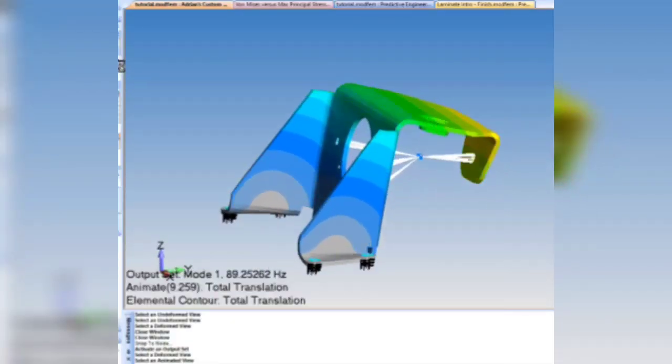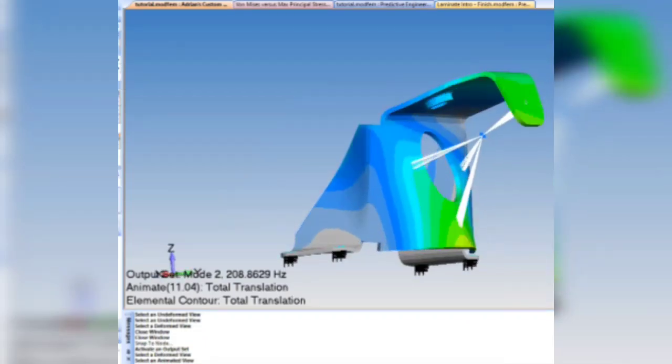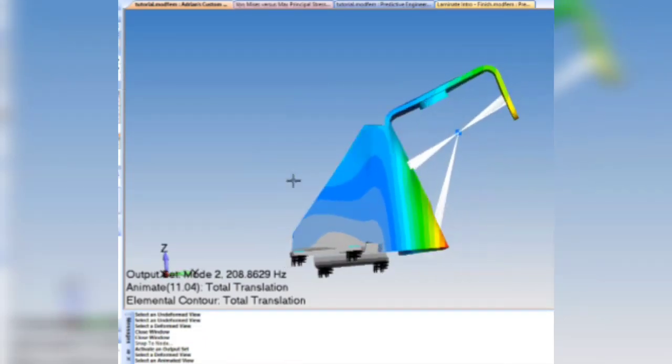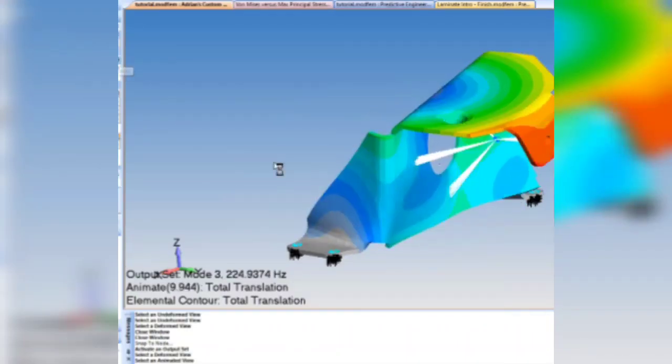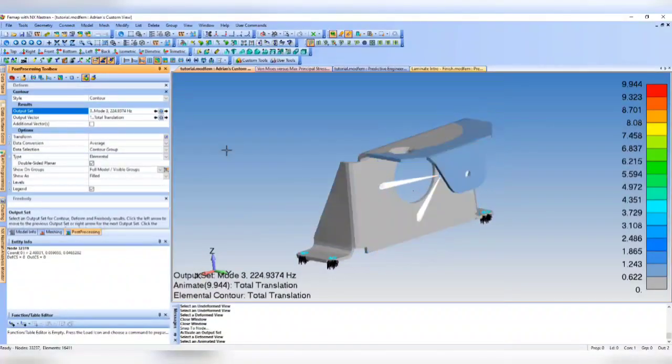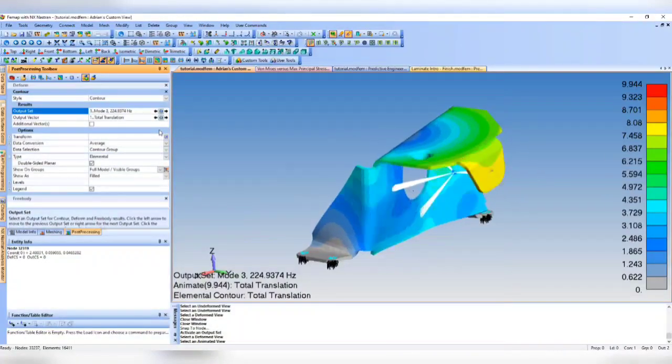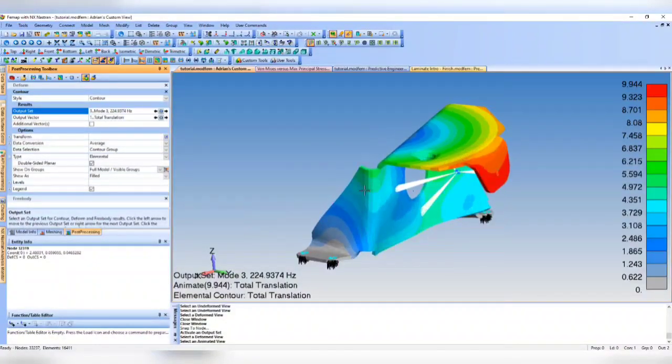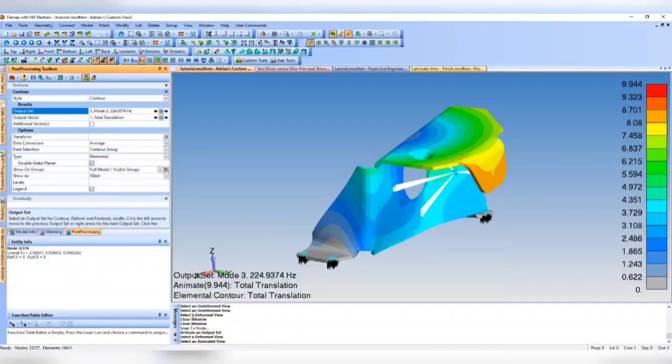So this is the first mode. This is the second mode, 208 hertz. Why is it useful to know this mode? And this is the third mode. Okay, so why do we want to know these modes, and what's the usefulness of these modes?